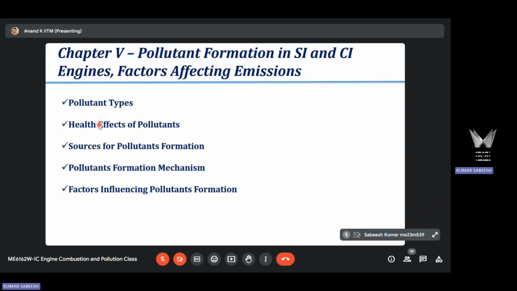I'm going to discuss that. We will also discuss the sources of pollutant formation, and the pollutant formation mechanism. Once you are familiar with the sources and mechanism of pollutants, we can devise a suitable control strategy. Before that, we will also discuss the various factors, engine design and operating variables, that influence pollutant formation. These factors and sources are going to be different for SI and CI engine, so we will deal with them separately.